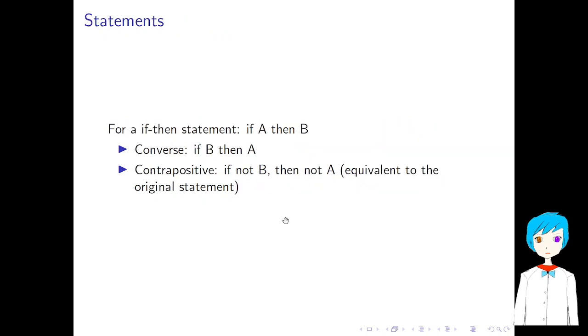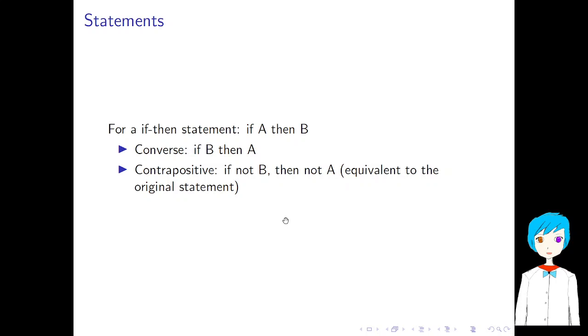So for the statement if A then B, the converse statement is if B then A. The contrapositive statement is if not B, then not A. It is equivalent to the original statement if A, then B. Because if A then B is true, then if A is true, B is true. So if not B, then not A. We can actually later prove that.